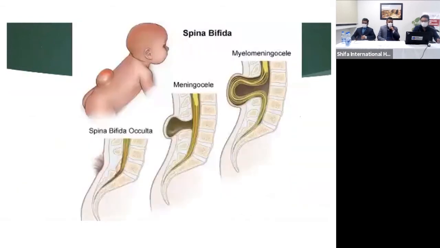These are basically the two types of spina bifida: spina bifida occulta and spina bifida cystica. In spina bifida occulta, there is a bony defect, but the skin over the defect is intact. In spina bifida cystica, there is a bony defect and a skin defect. In cystica, there are basically two types. If there are meninges in there, it is called meningocele. If there are meninges plus neural tissue, then it is called myelomeningocele.